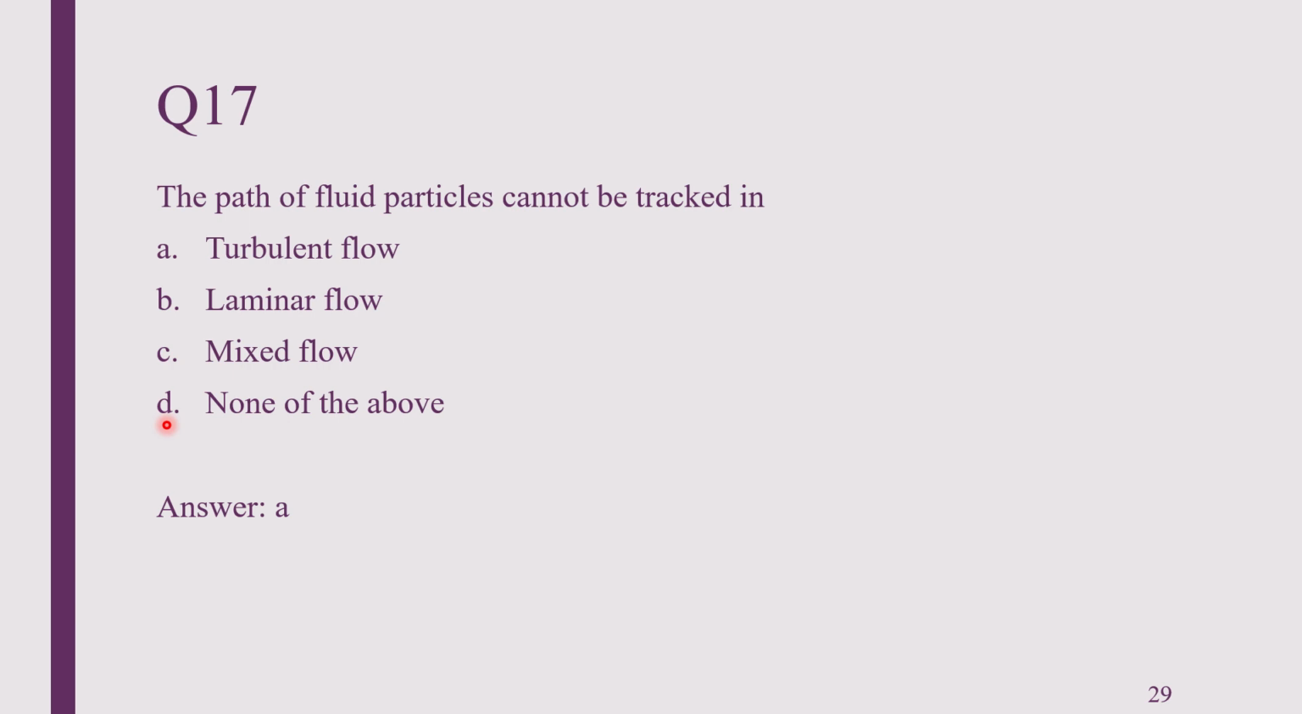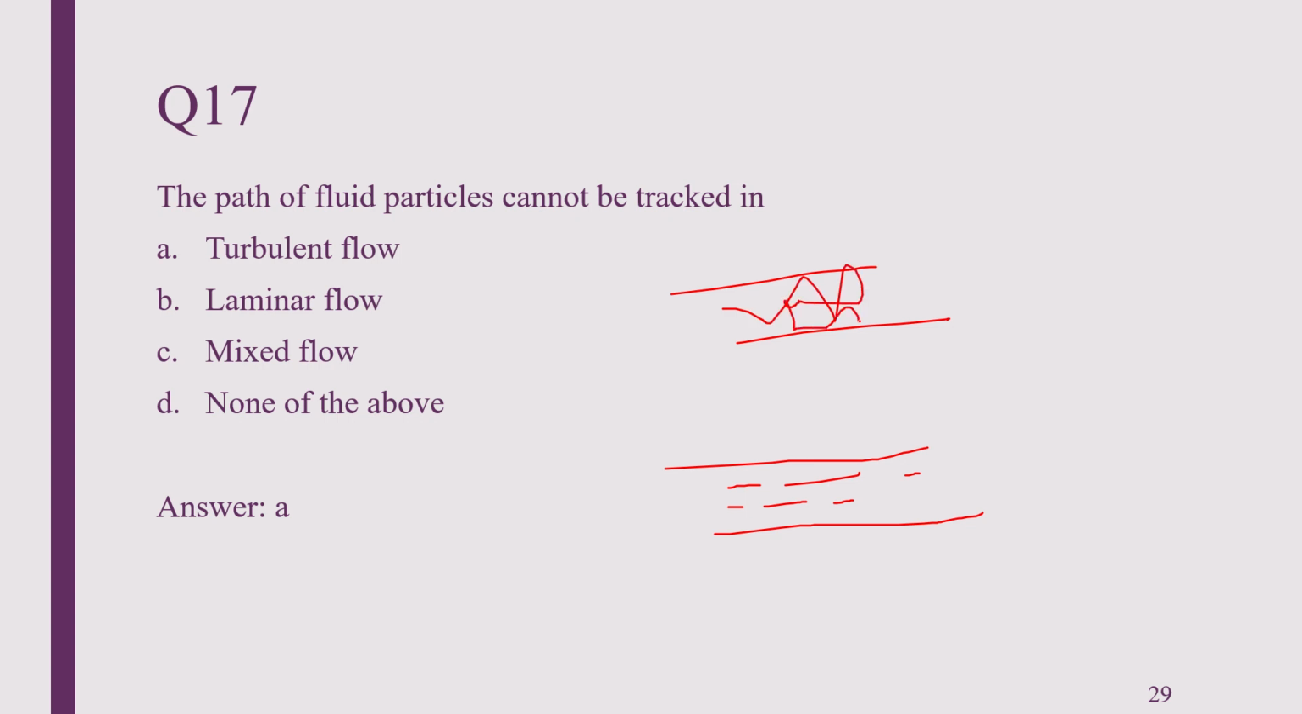Imagine an ordered motion, like in laminar flow. Let's consider pipe flow itself; the motion would be like this. Consider it as uniform laminar flow. We can track the motion of the individual particles, whereas in turbulent flow so much would be happening that it becomes impossible to track the individual fluid particles inside the domain. So the answer to this particular question is option A, turbulent flow. We'll go to question 18.